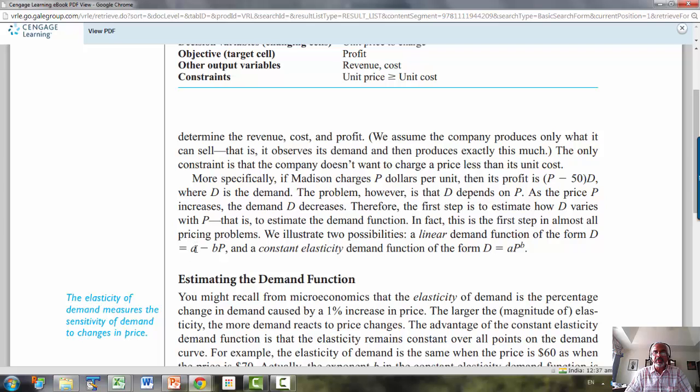To determine the values of A and B, we need at least 2 points. One price, and at that price what the demand is, from past data, and then one more point with price and demand. If you have more points, then you'll be able to fit a more accurate line through the points. So at least 2 points are needed. Now let's go to the Excel file and complete the problem.